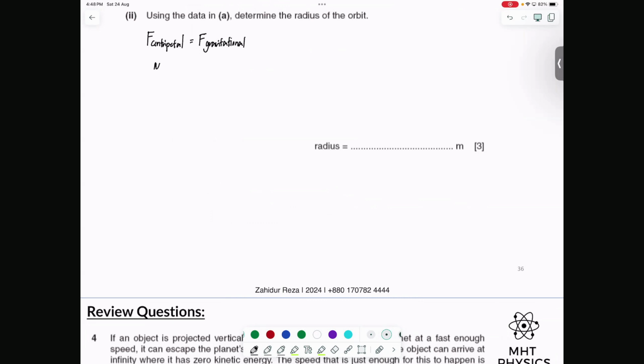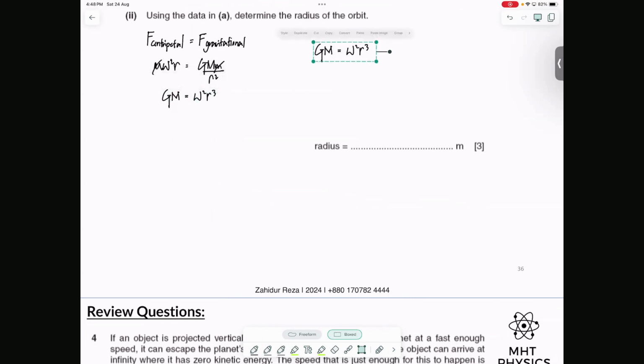Centripetal force is m omega squared r, and gravitational force is GMm by r squared. That small mass cancels out, so eventually you get GM equals omega squared r cubed. So we are trying to find what here? Radius.